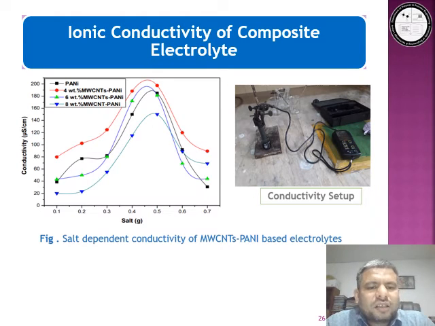Similarly, it shows that salt concentration also affects the conductivity of electrolytes. It increases with increasing salt contents and then decreases with further increase of salt concentration. The highest conductivity value you see in the figure is 197 microsiemens per centimeter for composites containing 4 weight percent CNT at 0.5 gram of salt concentration. So the combined effect of CNT and salt increases the overall conductivity of the electrolyte system.